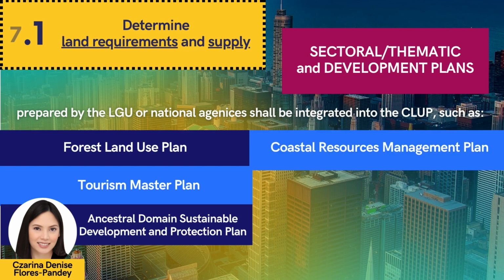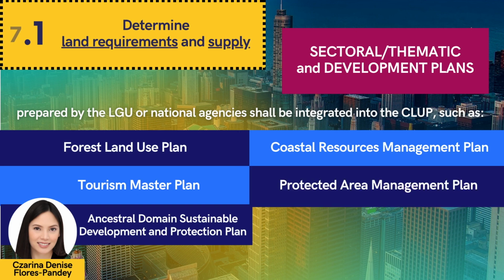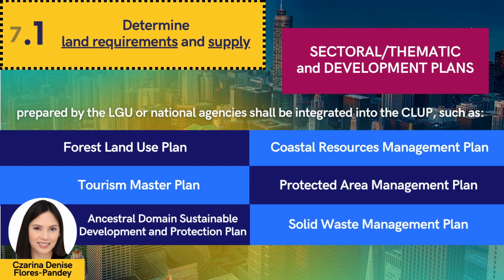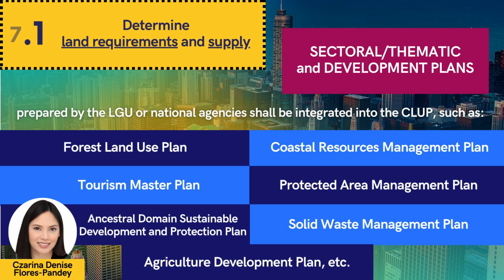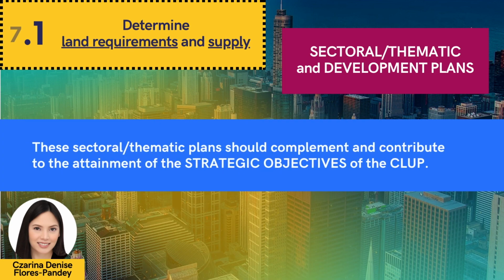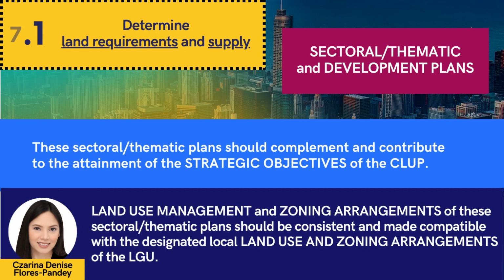into the CLUP, such as the Forest Land Use Plan, Tourism Master Plan, Ancestral Domain Sustainable Development and Protection Plan, Coastal Resources Management Plan, Protected Area Management Plan, Solid Waste Management Plan, and Agriculture Development Plan. These sectoral or thematic plans should complement and contribute to the attainment of the strategic objectives of the CLUP. Land use management and zoning arrangements of these sectoral or thematic plans should be consistent and made compatible with the designated local land use and zoning arrangements of the LGU.